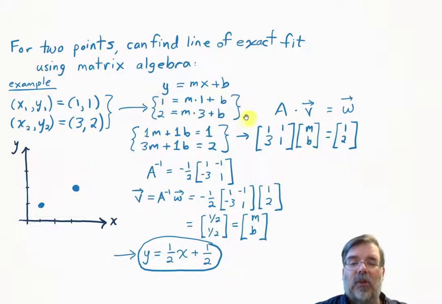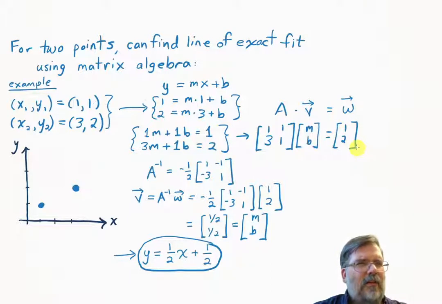I want to take those equations and rewrite them in a slightly different form. So I have something times m plus something times b equals a constant. That's a system of equations. In matrix algebra, we do like to write things as matrix equations. So I could gather the coefficients into a coefficient matrix, gather these variables m and b into this vector, and then the constants into this vector.